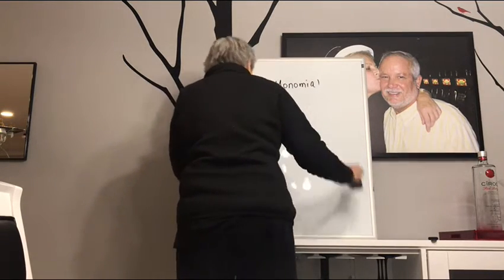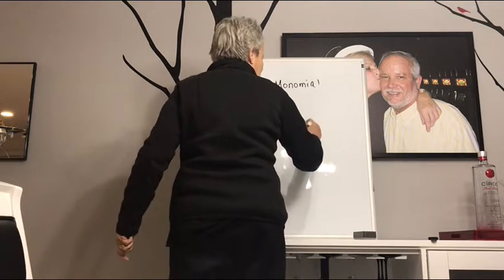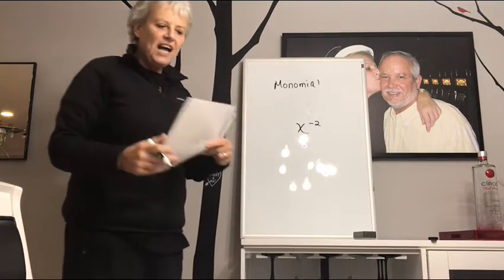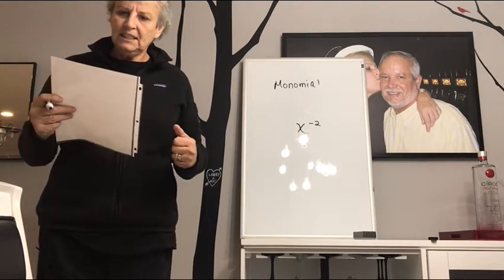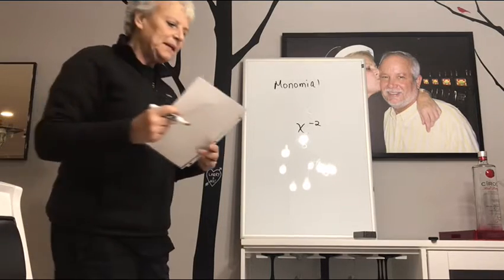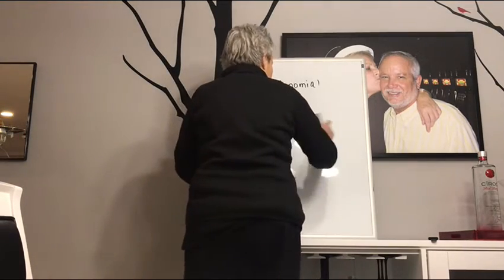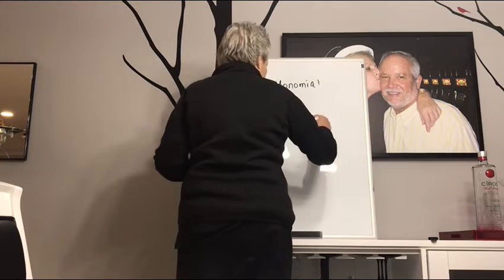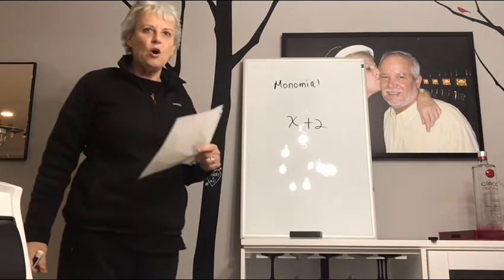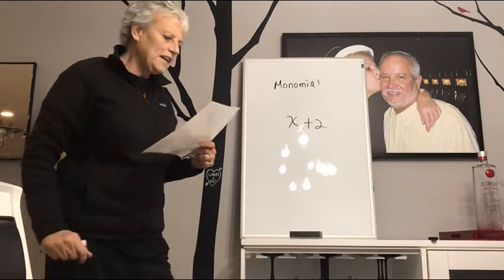Monomials cannot have negative exponents. For example, x to the negative 2 is not a monomial. Monomials cannot be more than one term, like x plus 2. That is not a monomial. A monomial is one term.